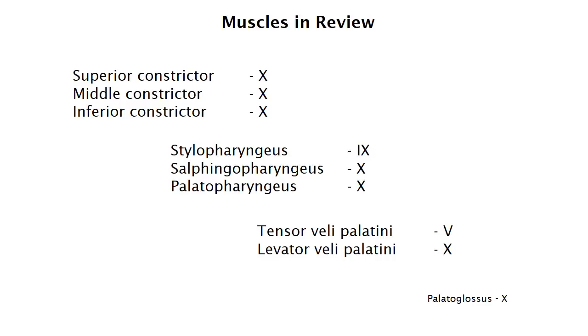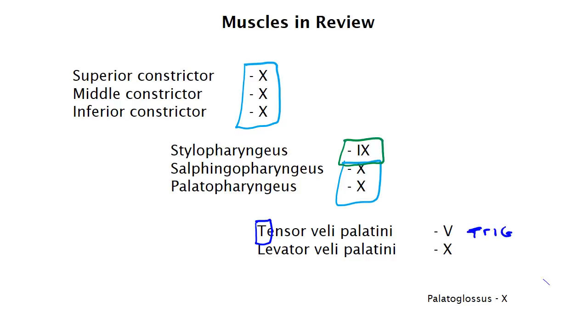So just a very quick review. We have 3 constrictor muscles, all innervated by cranial nerve 10 or the vagus nerve, and the other 2 of the 3 longitudinal muscles, vertical muscles that elevate, innervated by cranial nerve number 10 as well. Of course, we have that outlier, the stylopharyngeus, innervated by glossopharyngeal nerve or cranial nerve 9. And then we have the tensor, innervated by trigeminal. And then we have cranial nerve number 10 as well, innervating the levator.